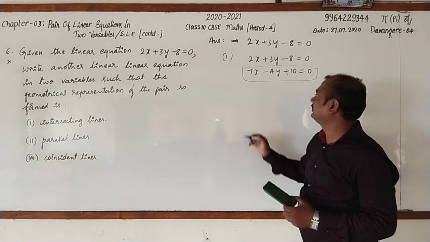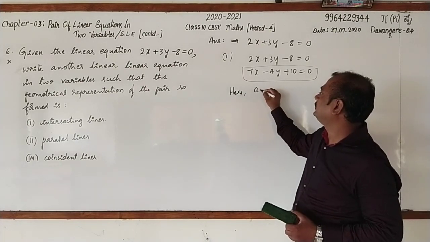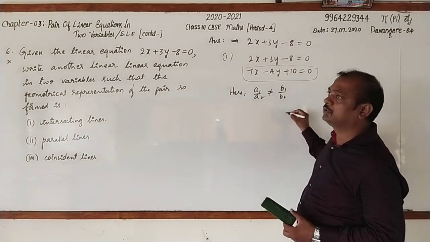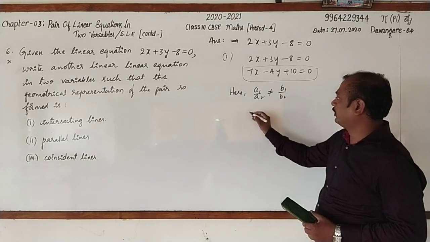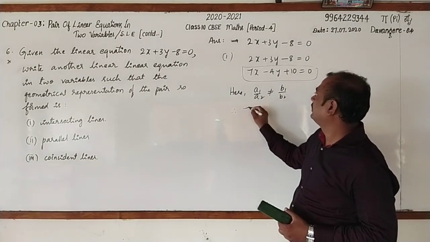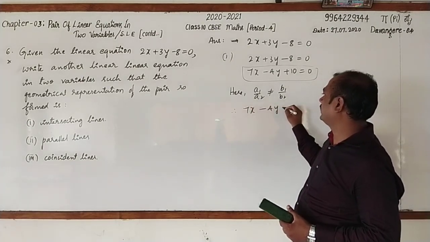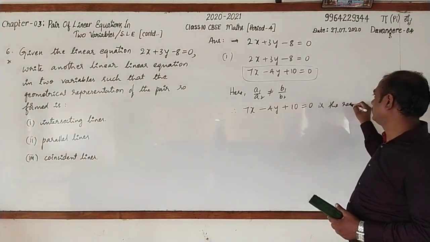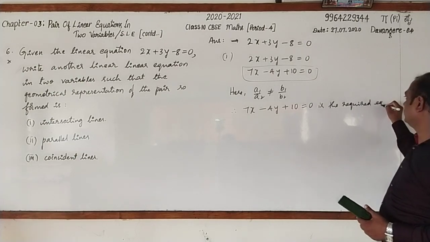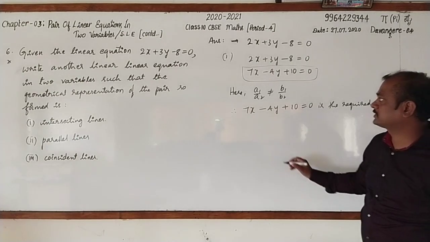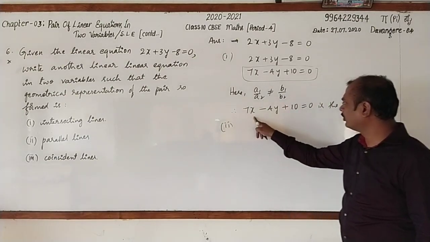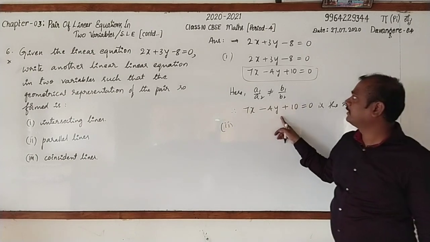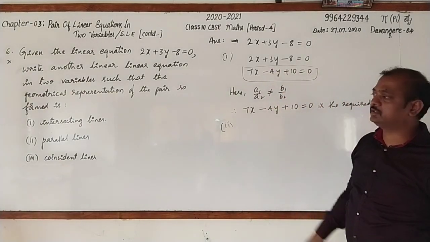We can write here A1 by A2 is not equal to B1 by B2. Therefore, 7x minus 4y plus 10 equal to 0 is the required equation. Next. Actually, they are expecting only the answer, only this line. For the sake of understanding, I explained that.